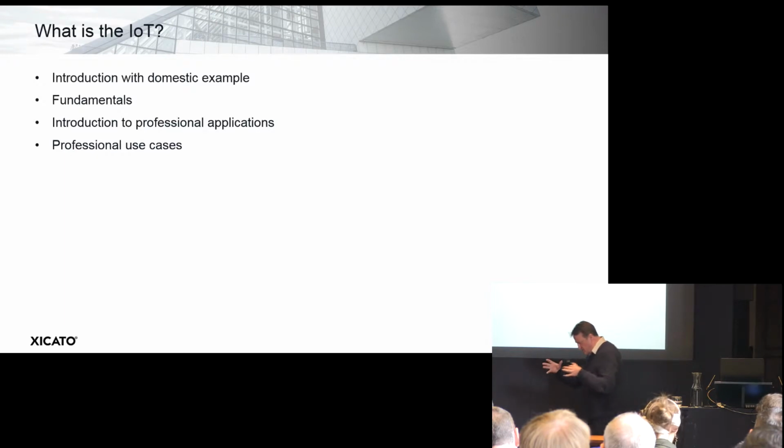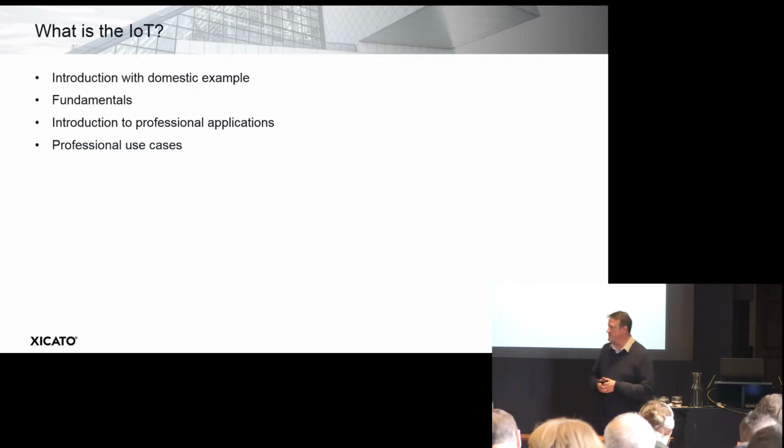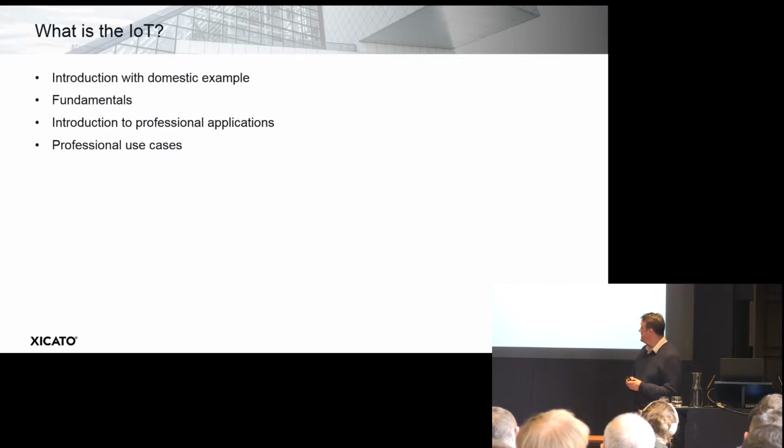So it's good to try to break down what is Internet of Things before we get to this kind of level. And I thought I would do this in the following way. Firstly, to talk about a domestic example, which hopefully will resonate with you all, and then to tear that apart, what are the fundamentals we've learned from that example, and then build it up again with a professional application, and then end with a swift canter through various common use cases.